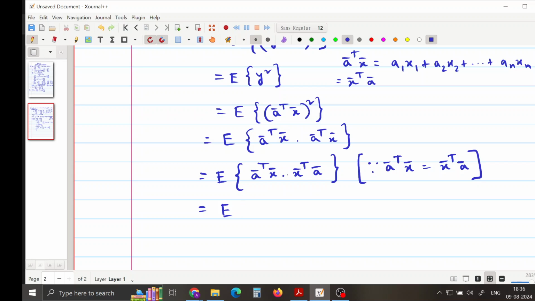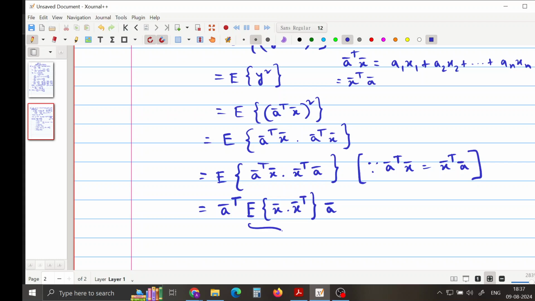Again, in this case, we have these A transpose and A terms, which are not random variables. So you can keep them out since they are constant entities. You can keep them outside your expectation. So what you will get is, the first term A bar transpose comes out, and you have the expectation of X bar X transpose, right? And similarly this last A bar you can also move out of the expectation.